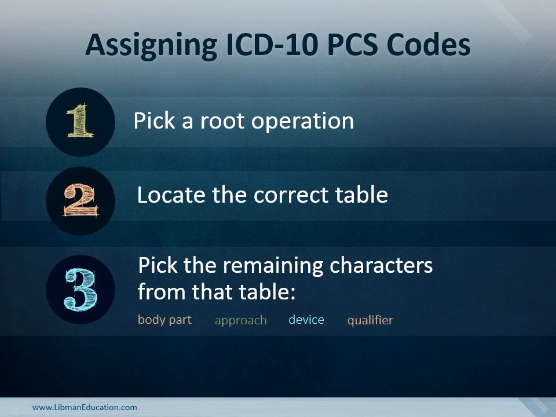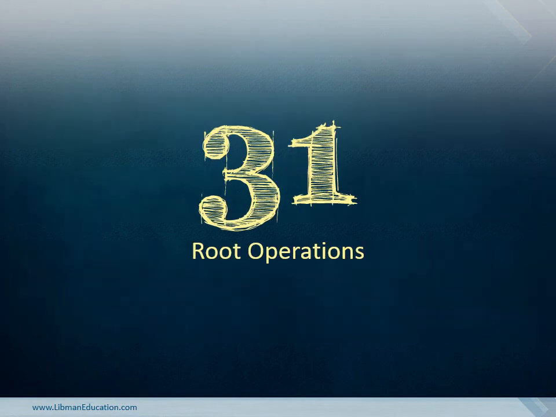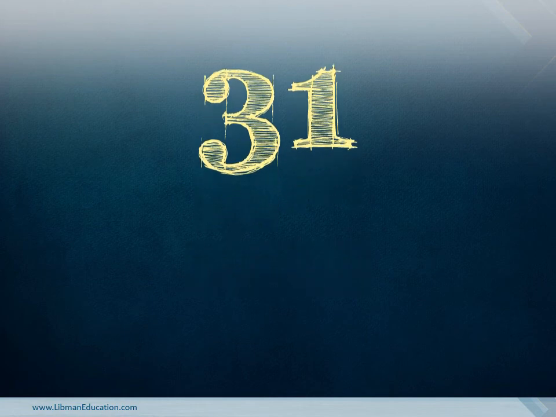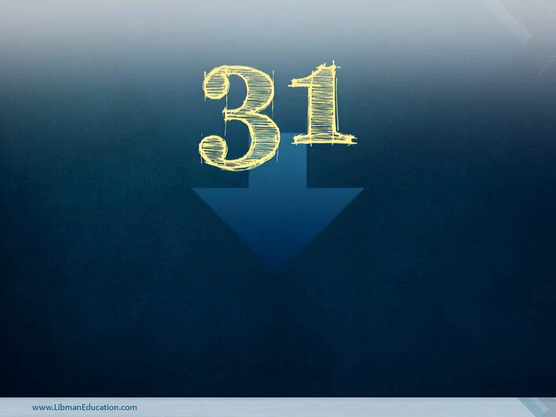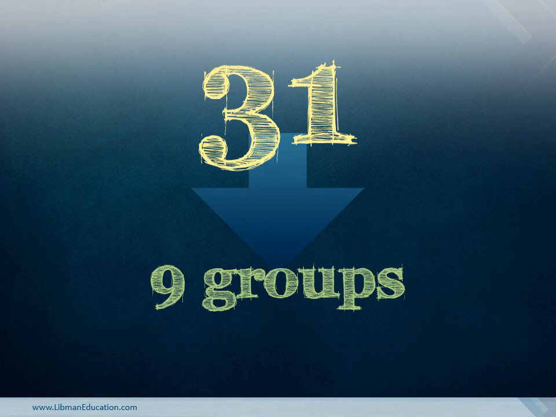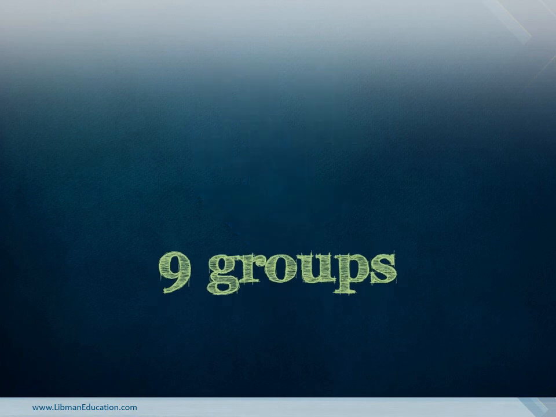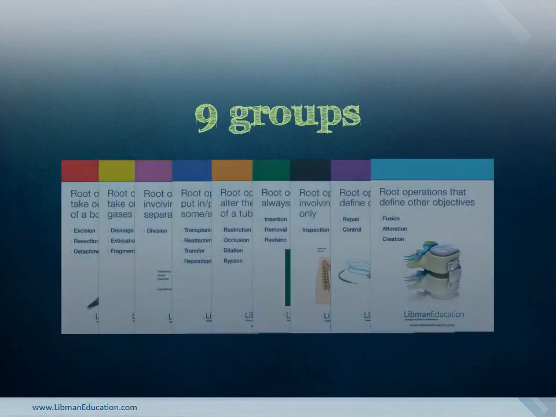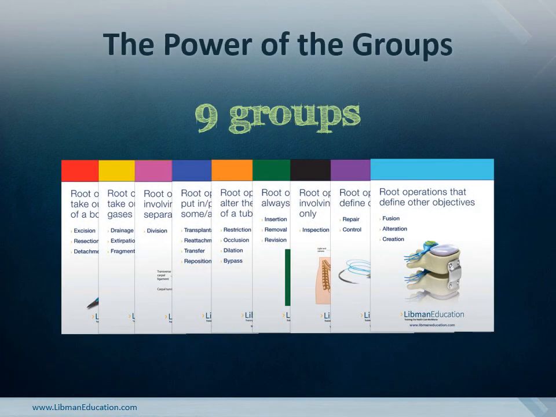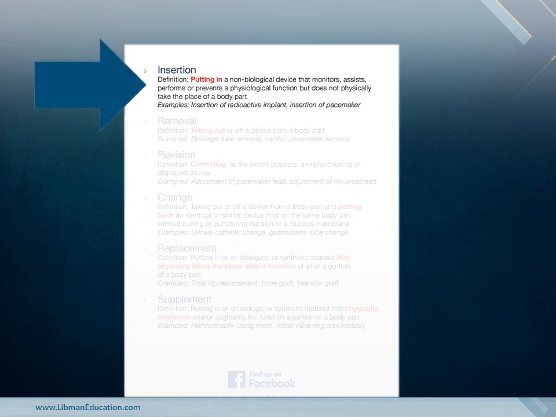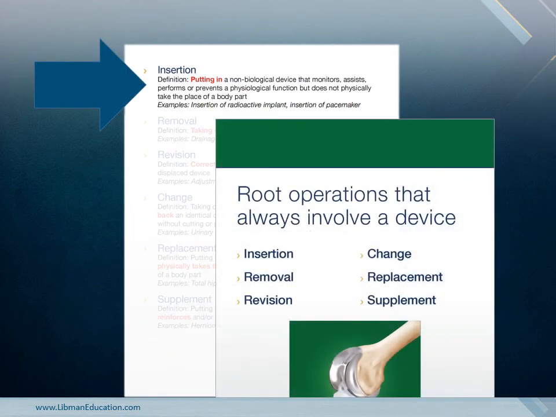The hardest part of this is picking the root operation from the list of 31 possible options. It turns out that these 31 root operations are divided into 9 groups so that we can see the relationships between the root operations in the group. The cards were designed to help you learn the power of the groups as you select those root operations. Of course, the cards are going to help you learn the definitions of the root operations too. That's really important, but once that's done, the process of picking the root operation is the next step.